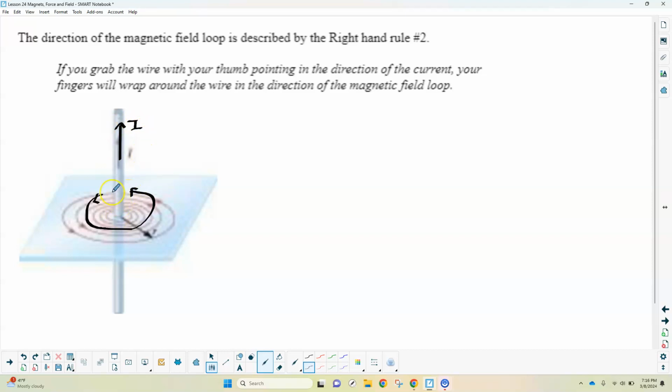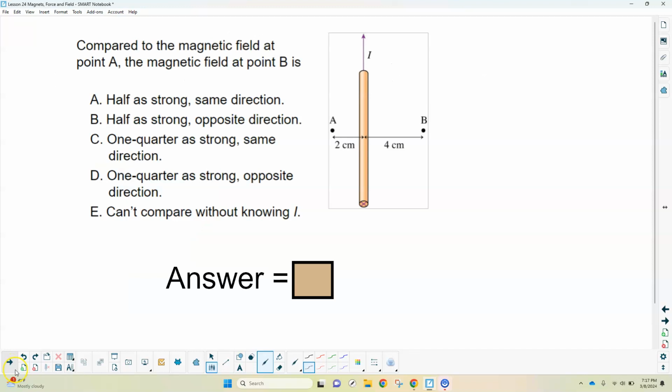And as I grab that wire, if you want to use a pencil or a pen to help you visualize this, if you grab your pencil or pen and you have your thumb pointing up towards the top, your fingers curl around the pencil or pen in the direction of the magnetic field. So that's an easy way to use a physical object, and then you can rotate it however you need to. All right. So a couple more conceptual questions and we're done with the first video.